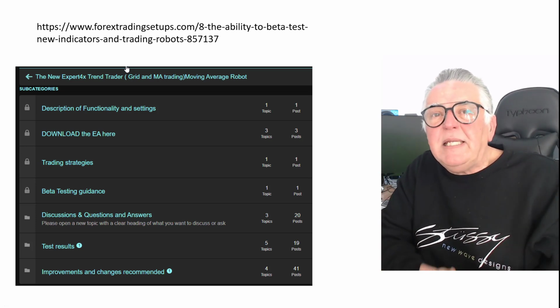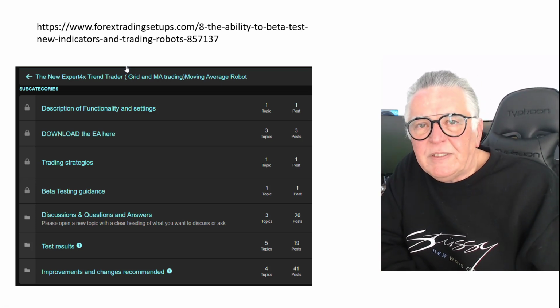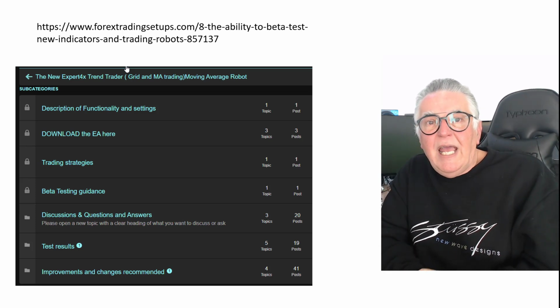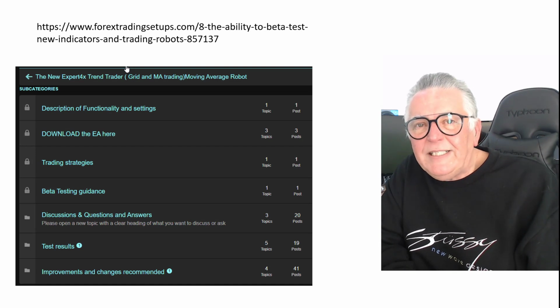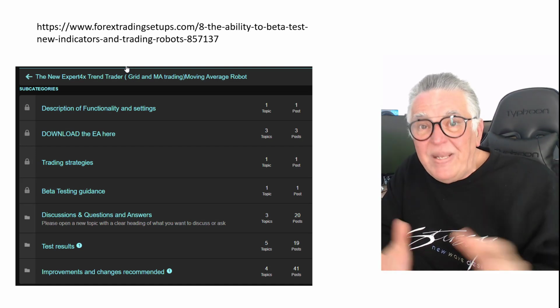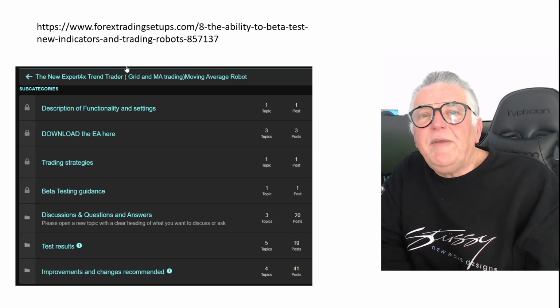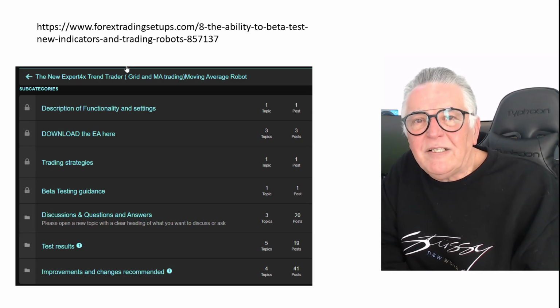And there have been a number of improvements that have been suggested and which we have also made. So this is the third update of the Trend Trader, the beta version, and this will be valid till the 10th of July.